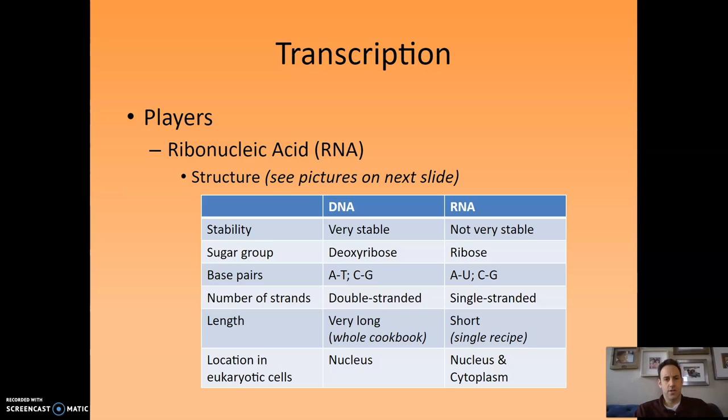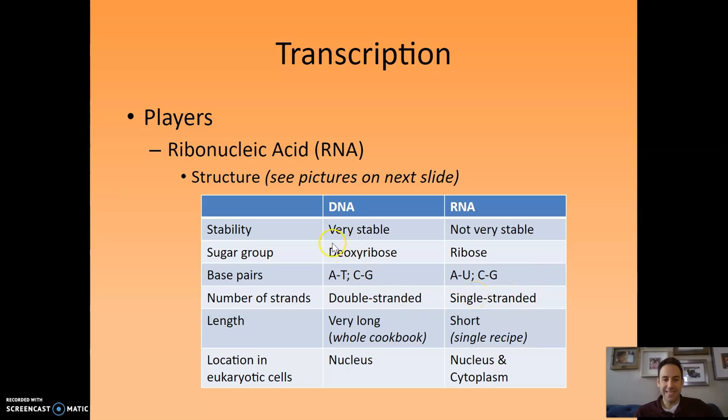Okay, the structure of RNA. I do think it's worth copying this table down because it's pretty important. And I have pictures of all of this on the next slide. So first of all, DNA is extraordinarily stable. We have found DNA intact from woolly mammoths that have been frozen in ice in Siberia tens of thousands of years ago. They've even found little tiny snippets of DNA from dinosaurs. So it is extraordinarily stable. RNA, not so much, breaks down very quickly.